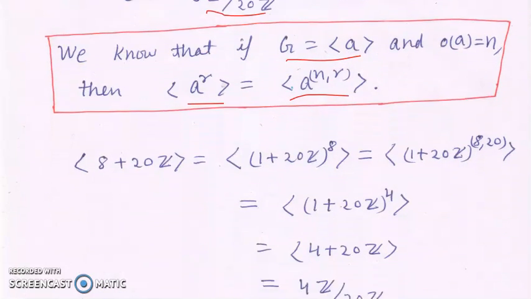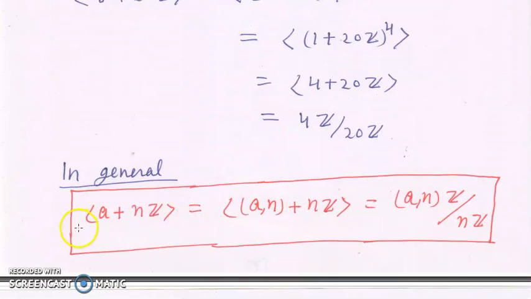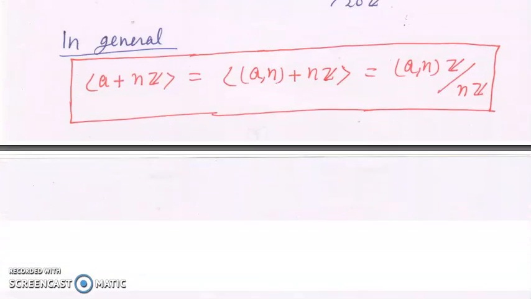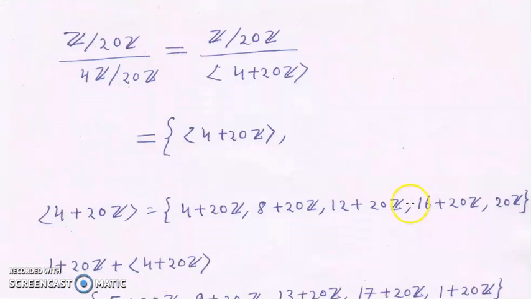So in general, the subgroup generated by a plus nZ can be written as the subgroup generated by an plus nZ, and this can be written as anZ upon nZ. So it may be a general formula. Now the thing which we want to determine is Z upon 20Z quotient with 4Z upon 20Z, or Z by 20Z quotient with the subgroup generated by 4 plus 20Z. What will be the result? How to write the elements of this set?